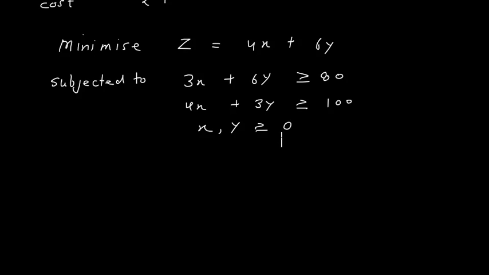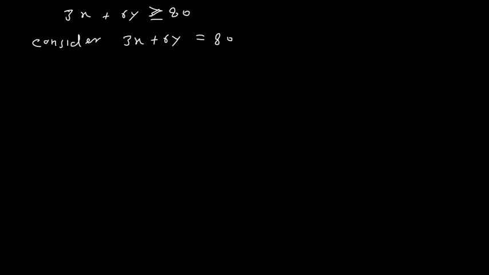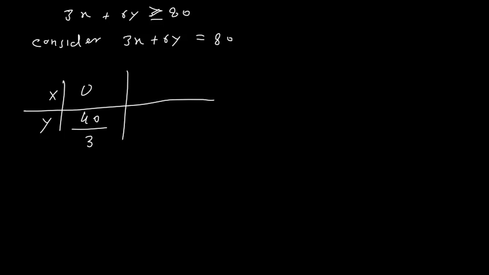Now we will solve. So 3x plus 6y is greater than or equal to 80. So we will consider 3x plus 6y is equals to 80. We will find the value of x and y satisfying these conditions. So x, y. If we take x 0, we get y as 80 upon 6, that is 40 upon 3. If we take y 0, we get x as 80 upon 3.